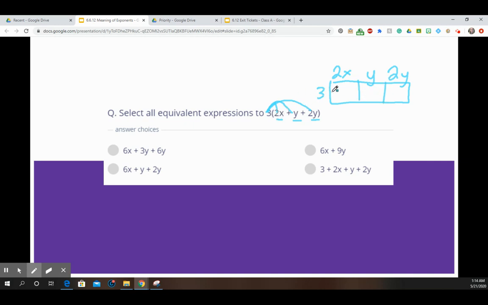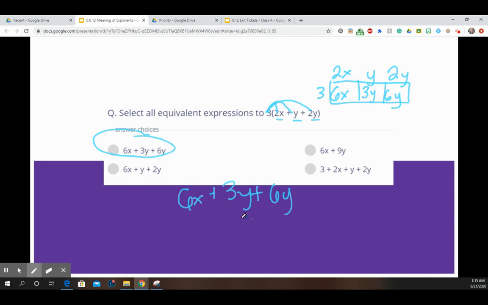3 times 2x is 6x. 3 times y is 3y. 3 times 2y is 6y. There, okay? So there's a couple different expressions I can write to match this. I can write 6x plus 3y plus 6y. Sorry, my writing's a little bit messy. I'm not using my normal pen. Okay, and we see that right here, okay?